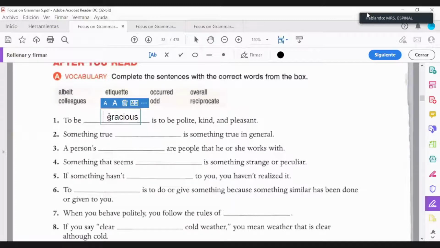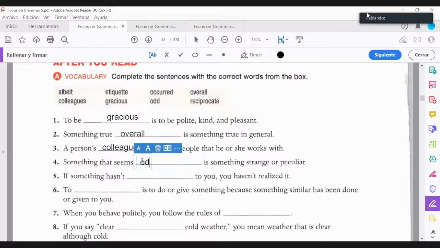Something true is something true in general. Overall. Overall, very good. A person's colleagues are people that he or she works with. Colleagues. Okay. Something that seems odd is something strange or peculiar. Odd. Okay.